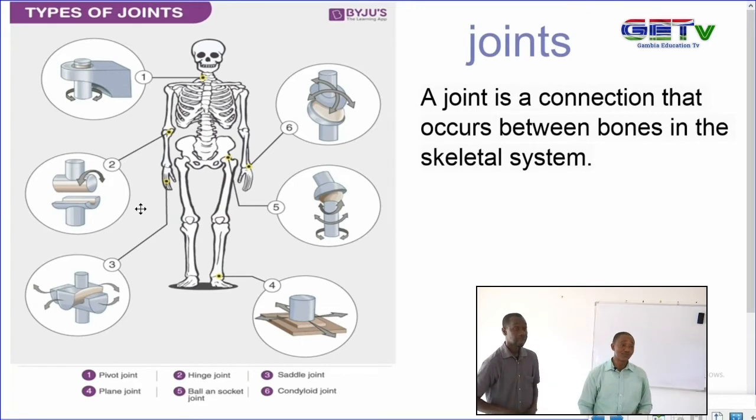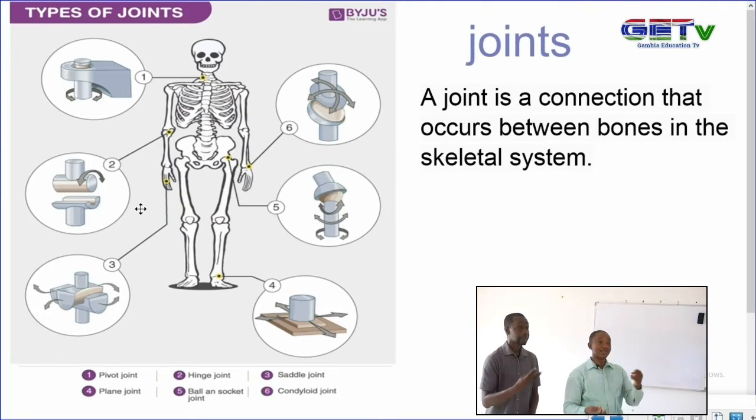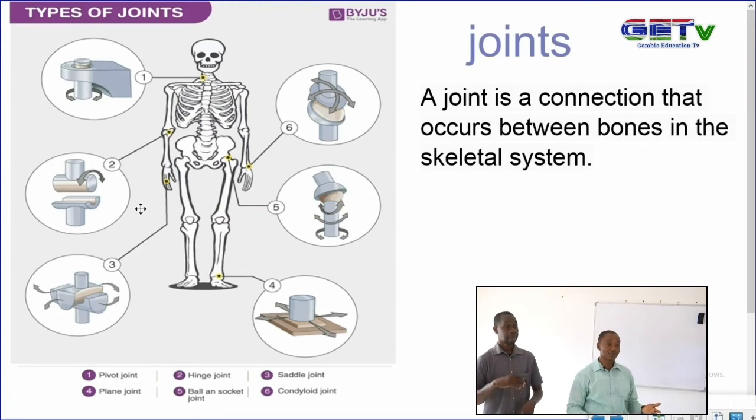And number two, we have what we call the hinge joint, that you find in the elbow and the knee. Hinge, like the hinge of a door, it allows you to bend in only one direction. Number three is the saddle, or that is more like the gliding joint, okay? Your bones simply glide and move around each other. So they form the gliding joint there.